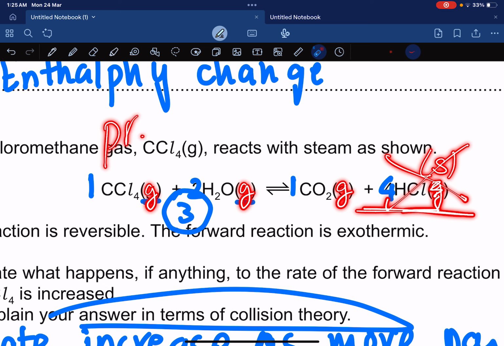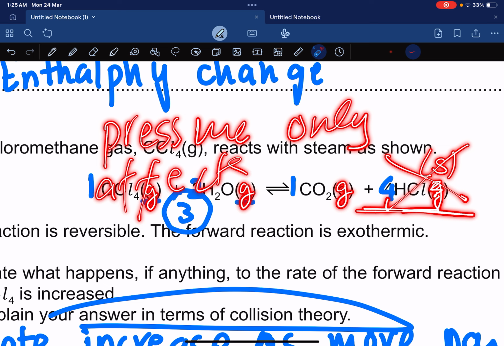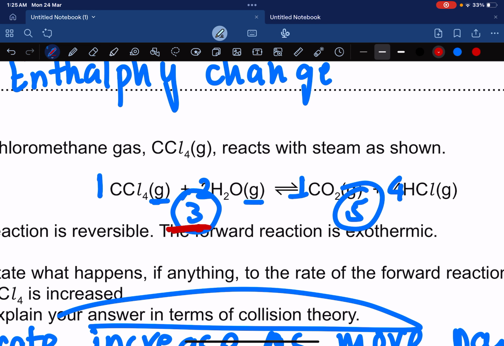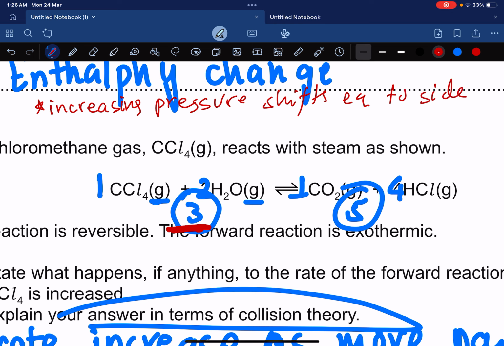pressure only affects gases. You've got to be careful about this. Here the total is 3, and here 1 plus 4 makes 5 moles. When you increase the pressure, increasing pressure shifts equilibrium to the side with less moles, and vice versa.